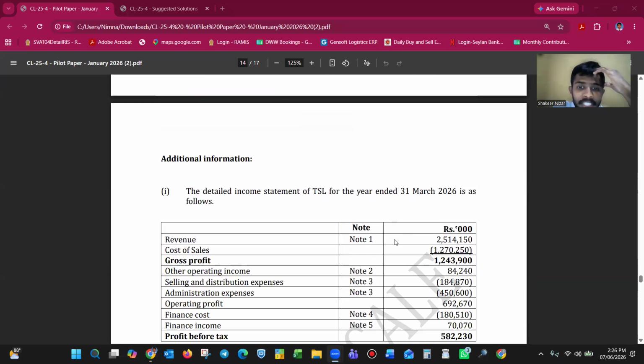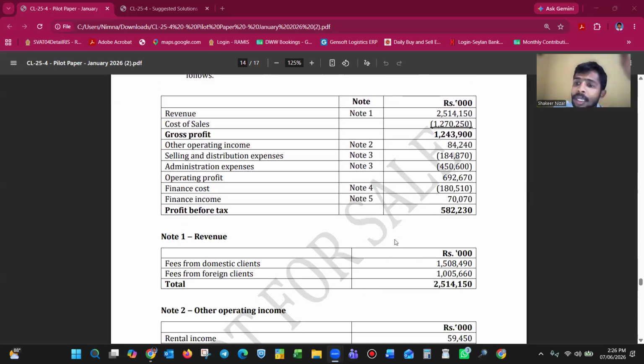Additional information, the P&L is given. In order to derive the assessable business income, we start from profit before tax. We adjust the PBT by disallowing some expenses and allowing some expenses, getting the assessable business income. Then we add the assessable investment income, giving total assessable income. Deducting qualifying payments gives taxable income, and applying the tax rate gives the gross tax liability. Deducting the tax credit gives the balance tax payable. That is the process you need to remember for sure.